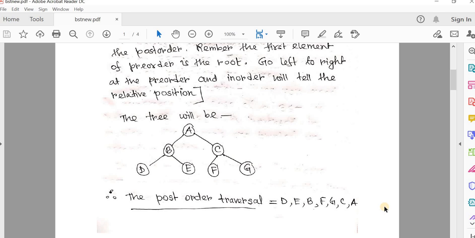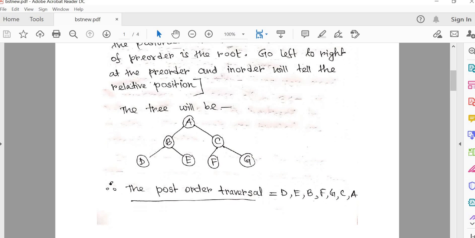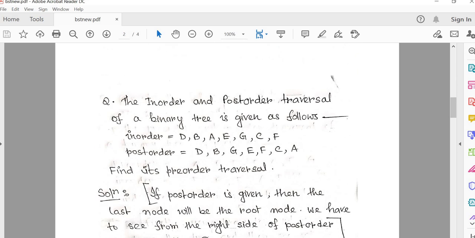So that's how we can find the post order traversal if in-order and pre-order are given. If in-order and pre-order are given, we can get the post order by first drawing the tree, and then we can easily get the post order from it. So is it clear? Yes. Next question: in-order and post order are given.